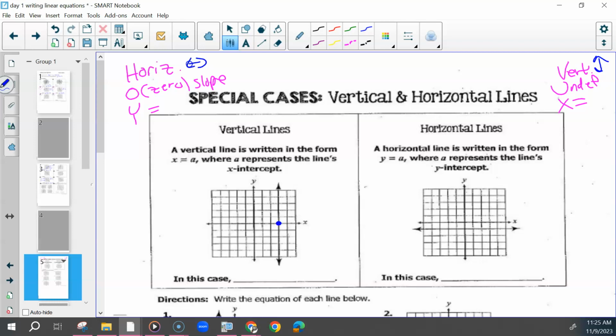0. Where does it cross the x-axis? 4. Not 4, but close. 3. This one is a horizontal line, so it would be a y equals, and we would look where does it cross the y-axis? -1. So y equals -1. Take a minute, fill out the next 6.